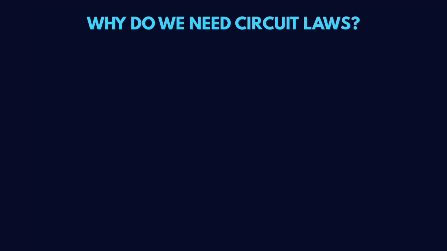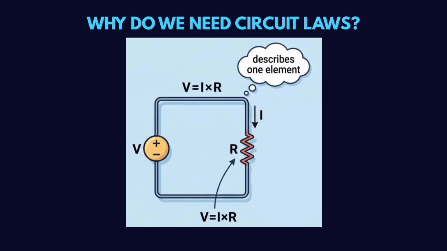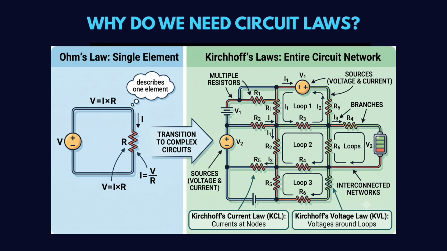First of all, why do we need circuit laws? You already know Ohm's law. But Ohm's law only describes one element at a time. It tells us what happens inside a resistor. We already know this equation, V equal to I into R. But real circuits are much larger. They contain multiple resistors, sources, branches, loops, and interconnected networks. So we need laws that describe the behavior of the entire circuit.